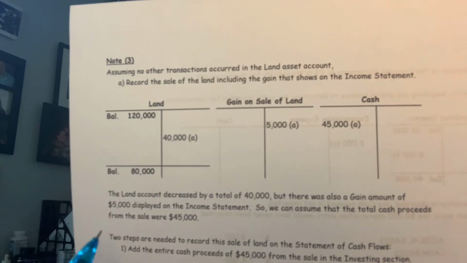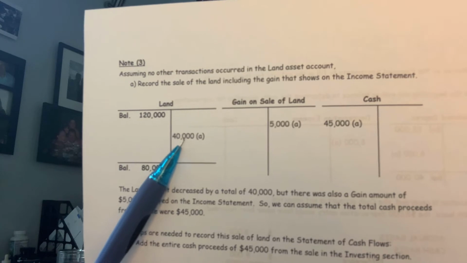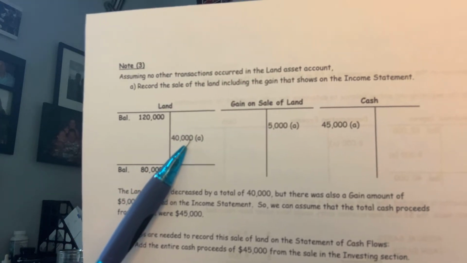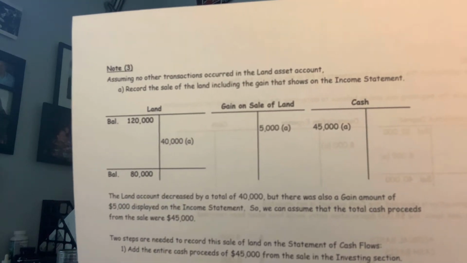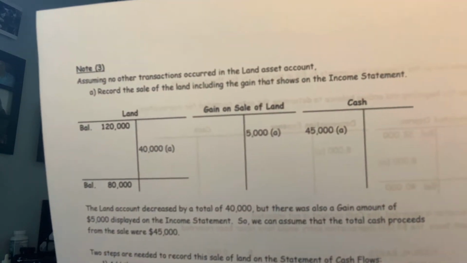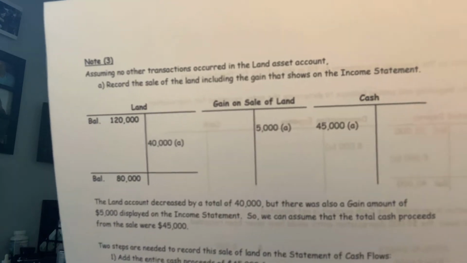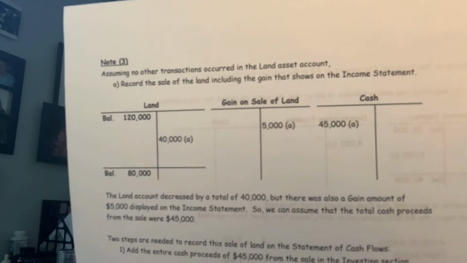So what do we know? Well, we know that land went down by 40,000. So if I put this in as part of the puzzle, we know it went down by 40,000. But we also know that we had a gain recorded on this sale because we saw that on the income statement. Now, if you recall, gains are recorded as credits. You've just got to remember that: losses are debits, gains are credits.